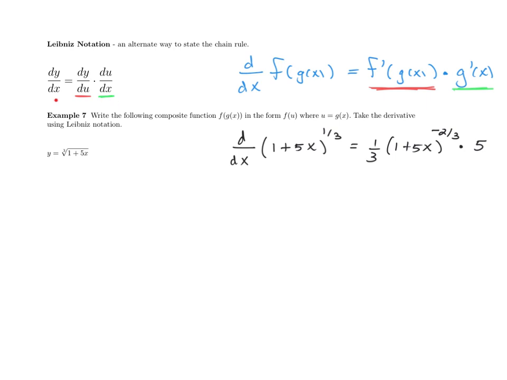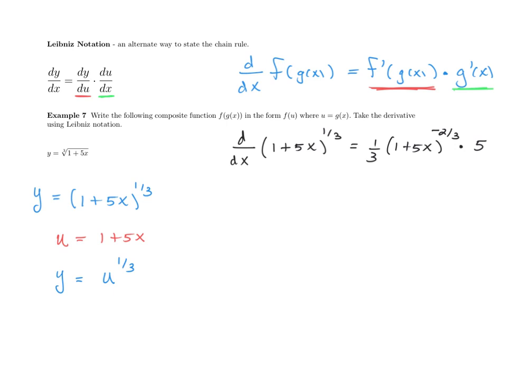To apply this other notation, I'm going to rewrite the function y is equal to 1 plus 5x to the 1/3, and I'm going to define a function u, and u is the inside function, which is 1 plus 5x. If you write it this way, then y is equal to u to the 1/3. And so it's kind of like we have two functions. Y is equal to u to the 1/3, u is equal to 1 plus 5x, and if you compose these two things together, you get this.